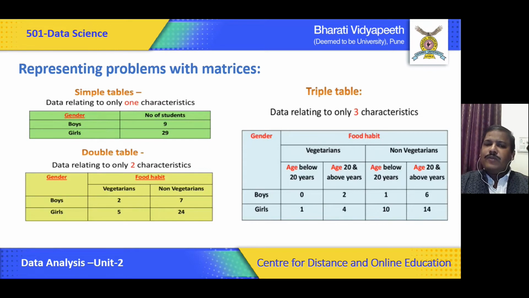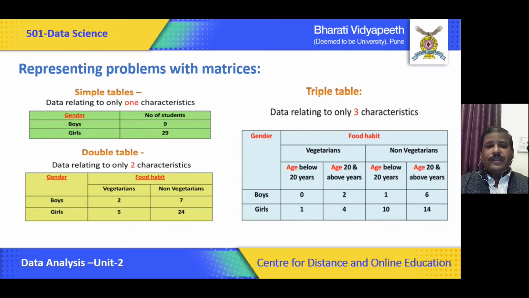If I ask how many boys are there, easily you can say 9. If I ask how many girls are there? 29. But if we keep all the records in a scattered manner, it takes time to count how many students there are. Now here we are dividing the data by one characteristic, or attribute, or feature, that is based on gender.